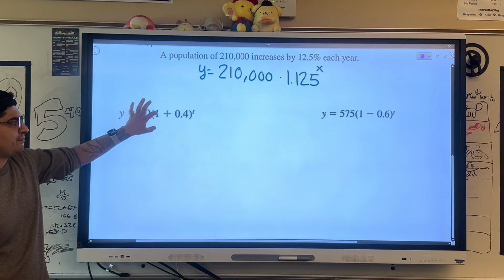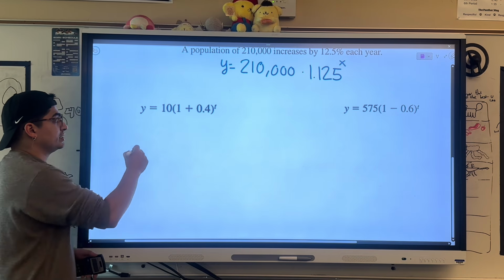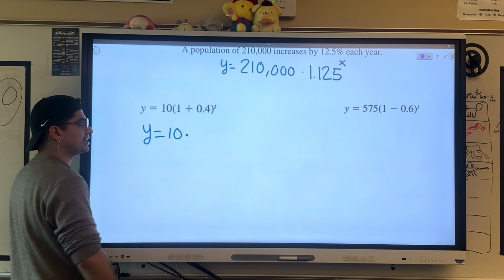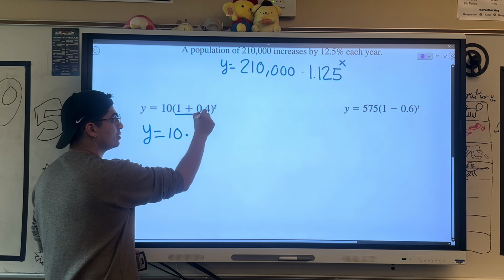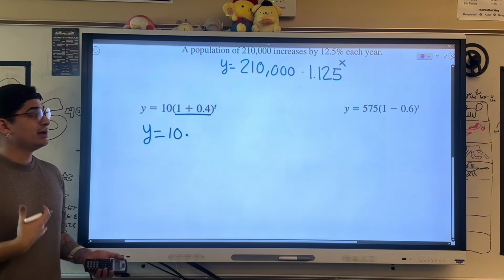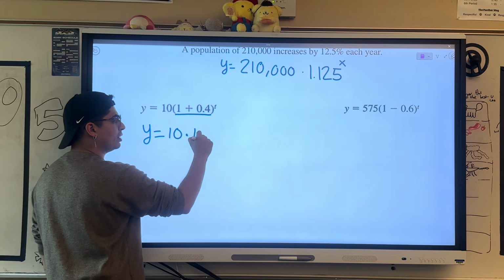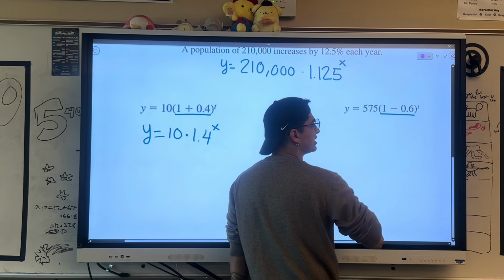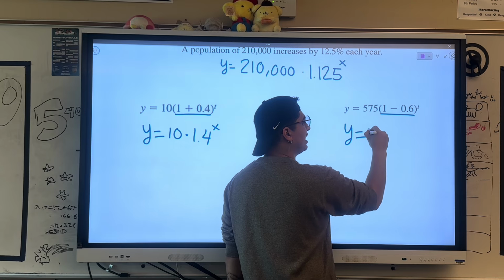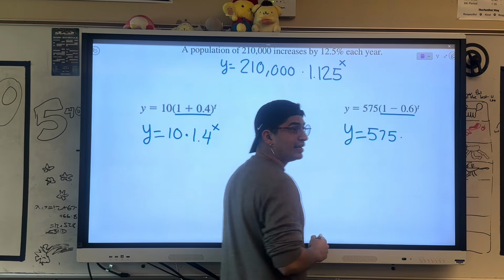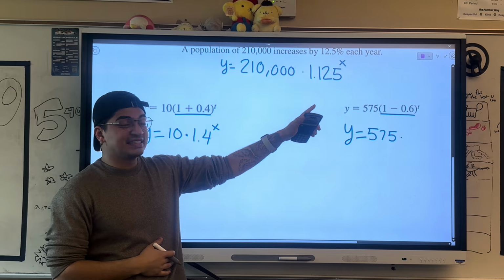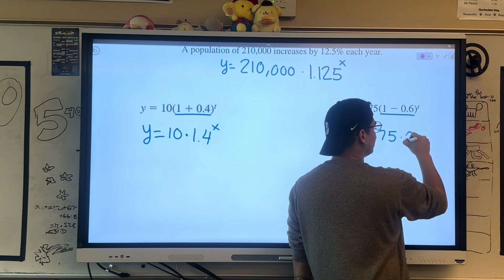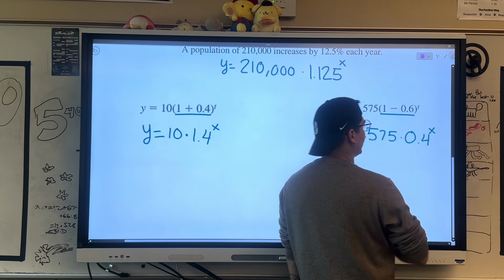So right here, just again, if I want to solve these, right, what you do here is y is 10 times, in this case, that's representing 100% plus 40%, or 1.4 exponentially. This one is, let's say, y is equal to 575 times 100% minus 60%, so I'm a decrease of 60%, or a decay of 60%, so that'd be 0.4 exponentially.